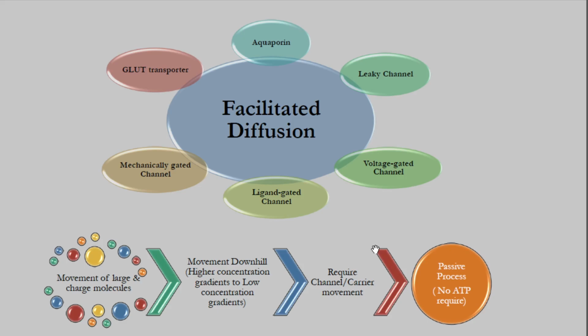Now, the certain carriers which help facilitated diffusion are aquaporins, leaky channels, voltage gated channels, ligand gated channels, mechanically gated channels, and the GLUT transporters. Now let's see each carrier in detail.